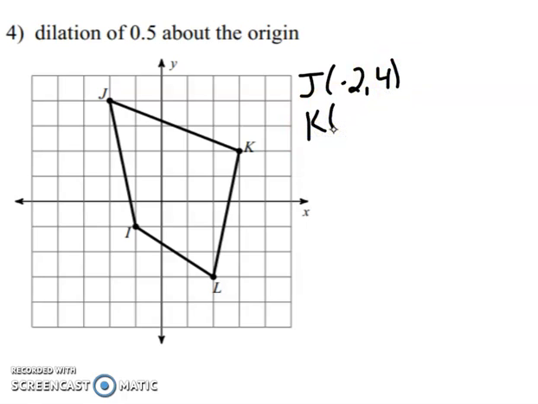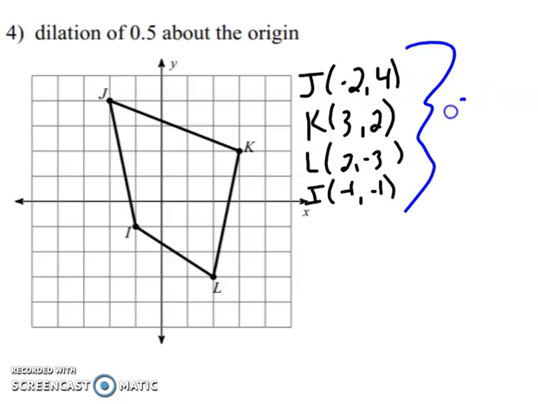Let's go to K. 3, comma 2. Keep going clockwise. We go to L, 2, comma, -3. Go to I, -1, comma, -1. And now we're going to perform a scale factor of 0.5. So we're going to take half of each value there, and that's going to be our resulting x and y.